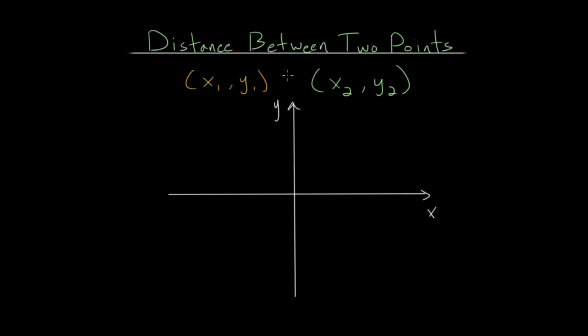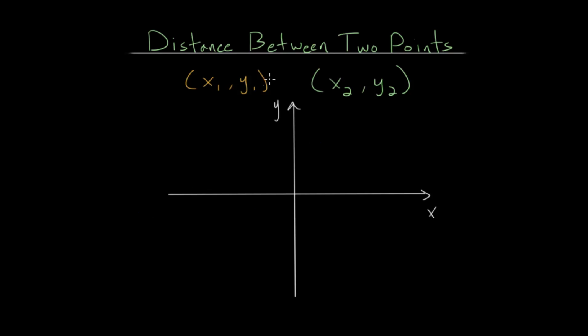We're going to start with a coordinate point, which we can call x1 comma y1, where x1 and y1 can be any x and y values. And we'll compare that to the point x2 comma y2, where again, these can be any possible values of x2 and y2. And we want to find the distance between these 2 points.